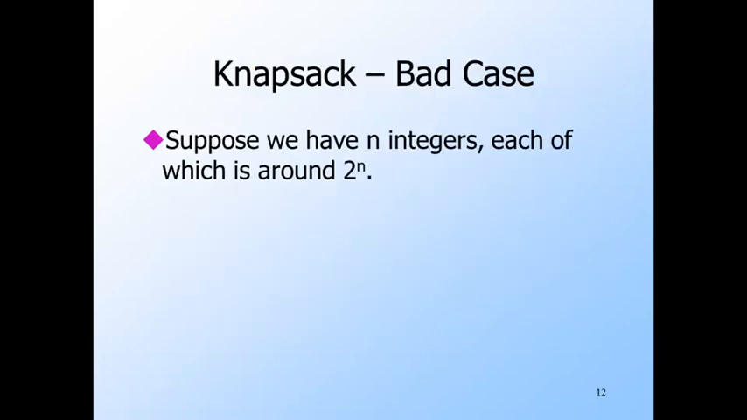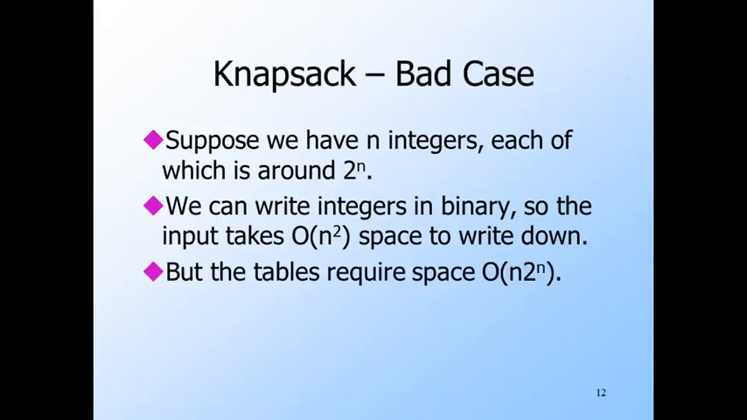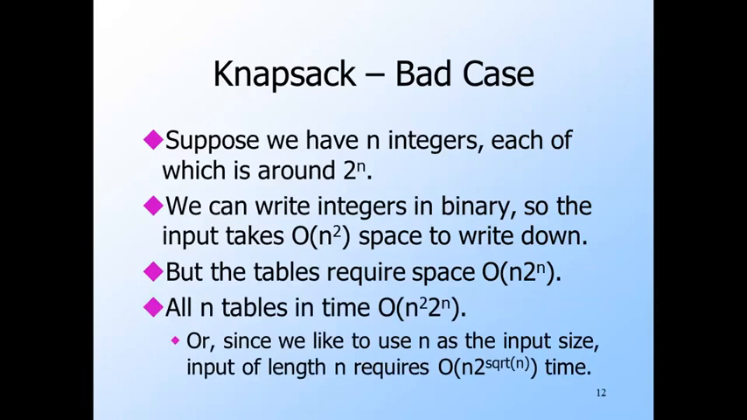The longest input length occurs if we have n integers, each of whose values is about 2 to the n. If we write the integers in binary, the input to the Turing machine is order n squared in length. But a table then requires about n 2 to the n entries and at least that much space to write down. That is, the sum of all n integers can be around n times 2 to the n. We can't construct one table in time less than its length, so the total time of the algorithm is on the order of n squared times 2 to the n.